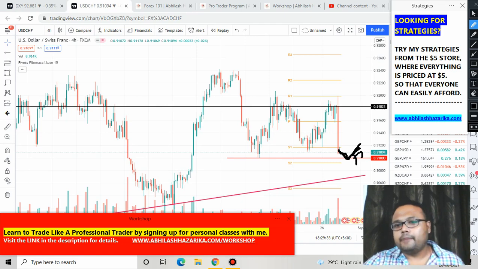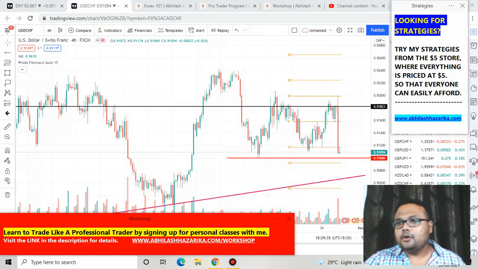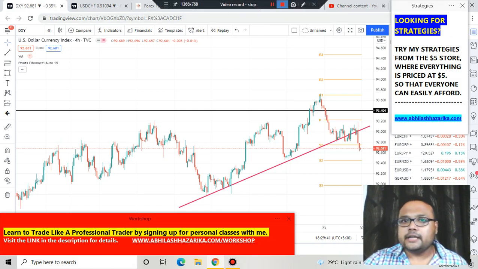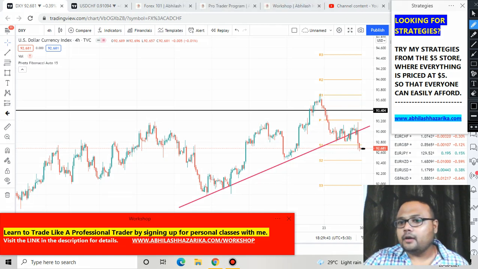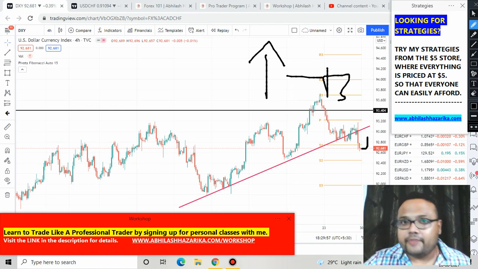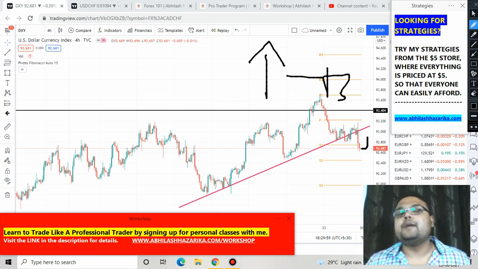Just look at the chart of DXY, or the chart of the US dollar once, for confirmation. If you see that the dollar is also going up from here, trying to recover the loss, then obviously USDCHF will be a buy, and you can go for buy. Just make sure the dollar is also going up. If you see that the dollar is going down, then my dear friend, do not initiate any buy position on USDCHF. Clear?